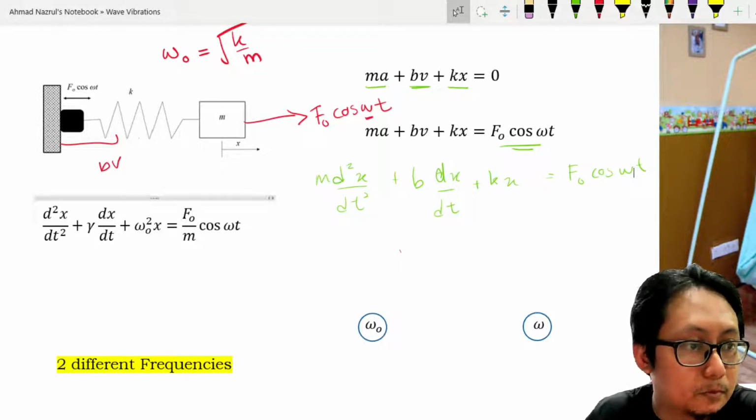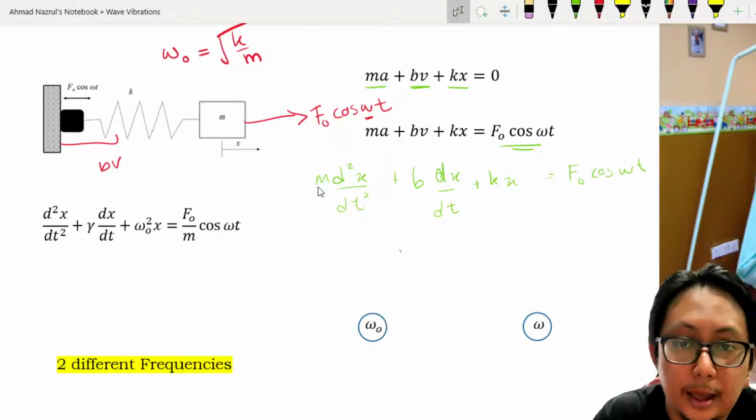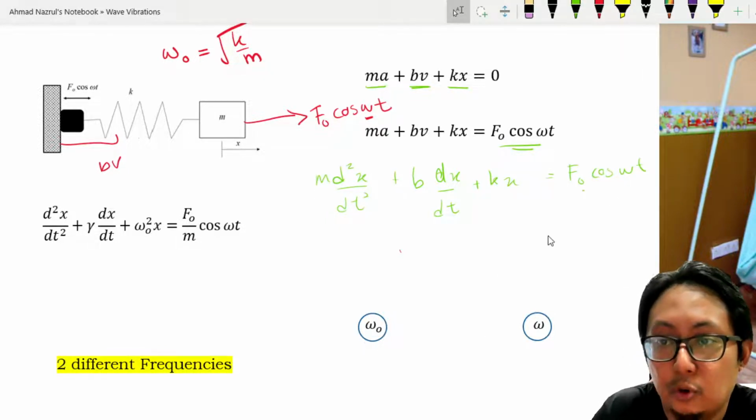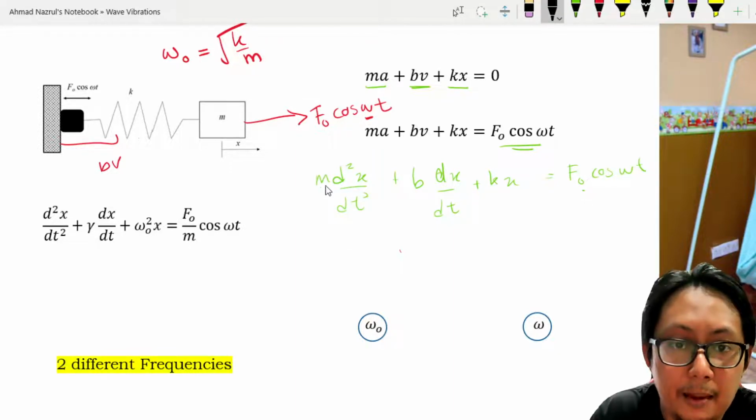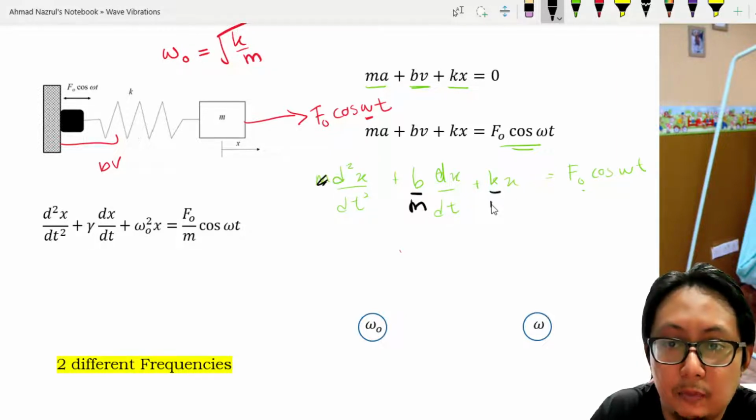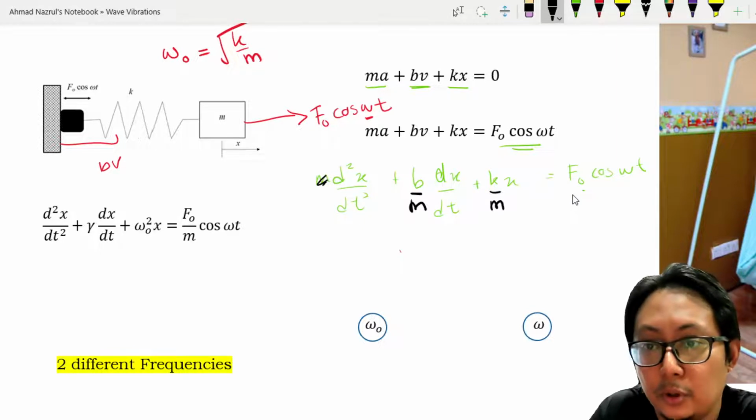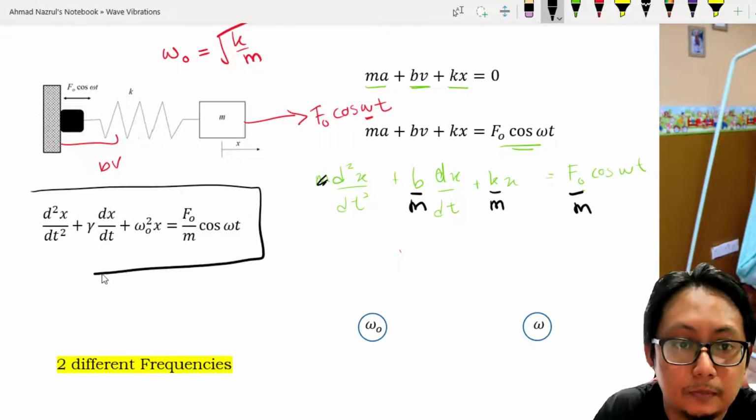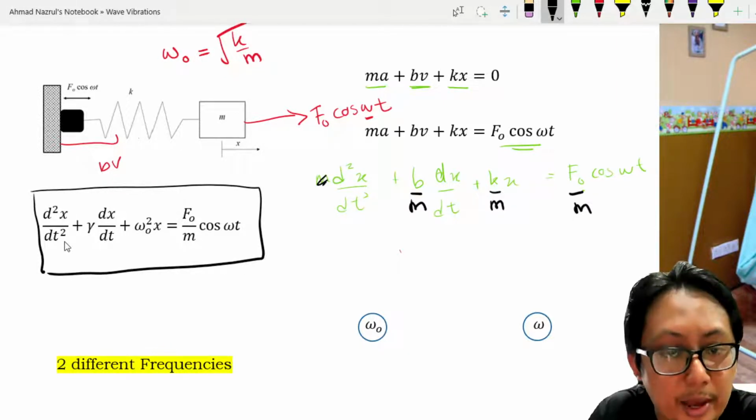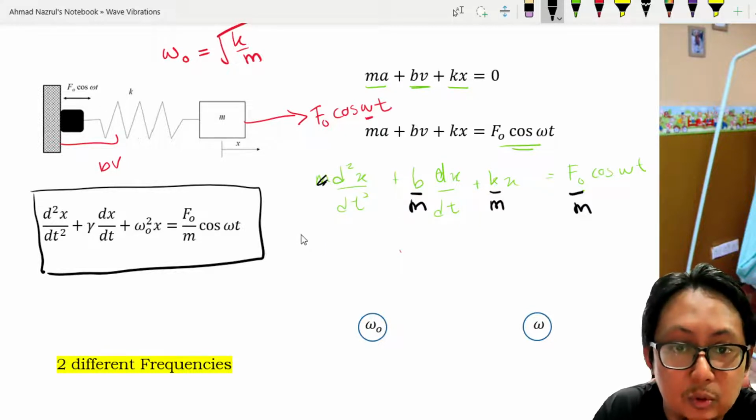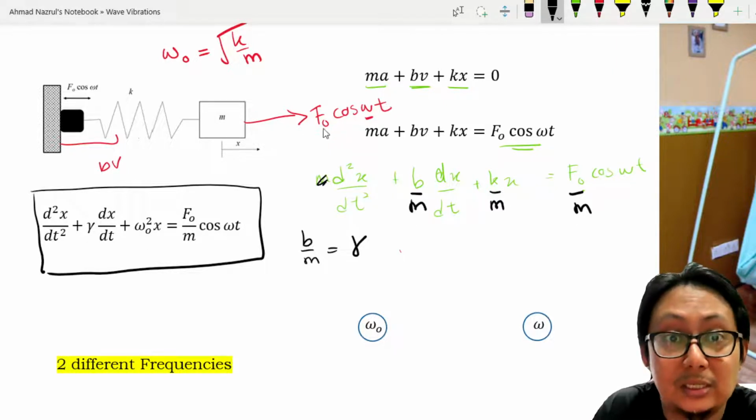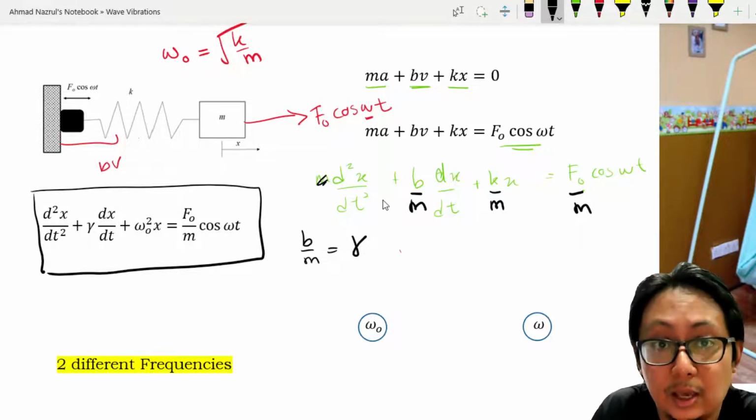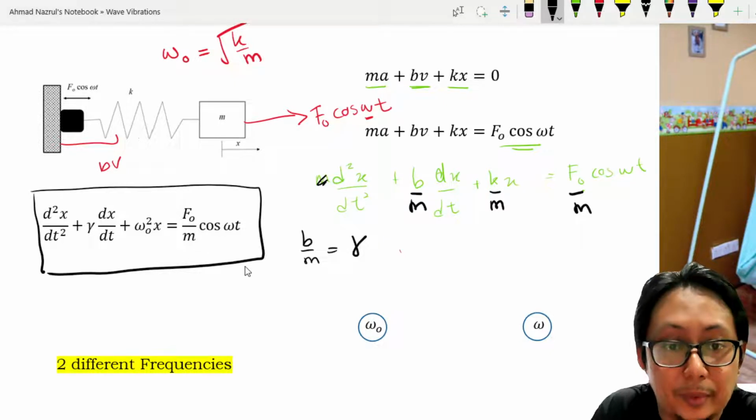What we have here is similar, except for the extra F naught cos omega T. Then we can divide by M, so it becomes b over m, k over m, and also F naught over m. Finally, you get this equation: d square x over dt square plus gamma dx over dt, where gamma is b over m, plus omega naught square x, where omega naught square is k over m, equal to F naught over m cos omega T.